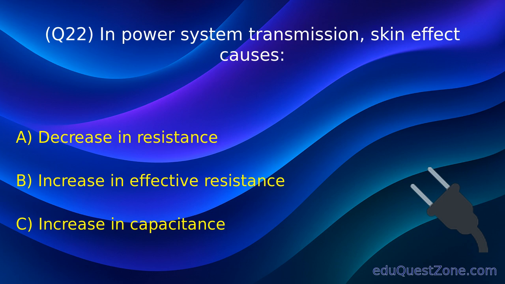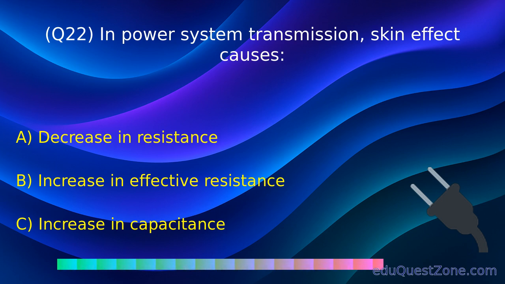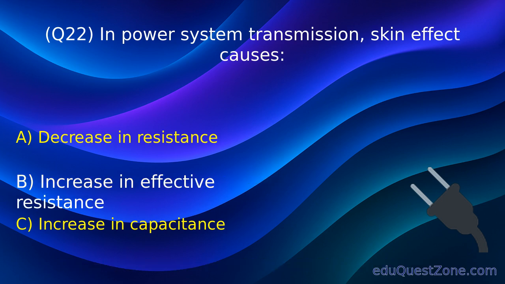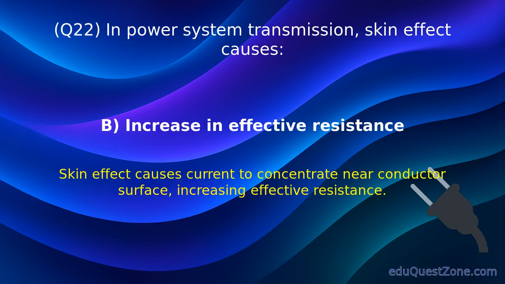Question 22. In power system transmission, skin effect causes Option B. Increase in effective resistance. Skin effect increases effective resistance as current flows near the surface of the conductor.